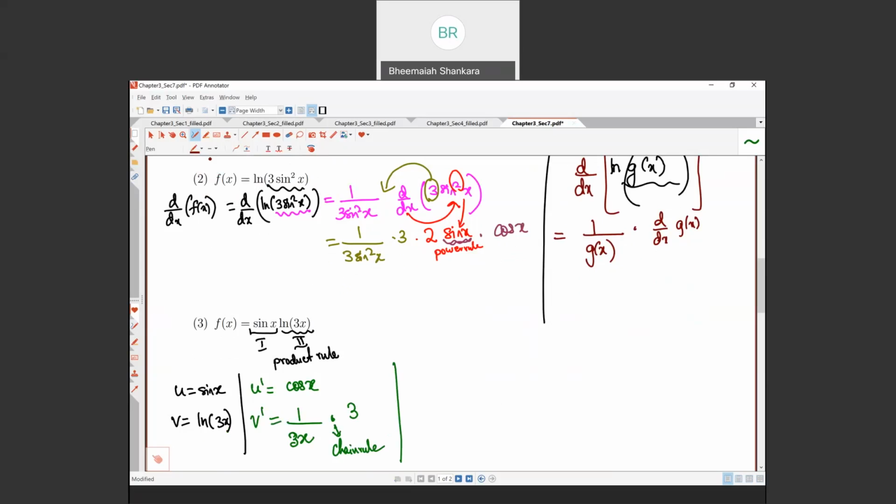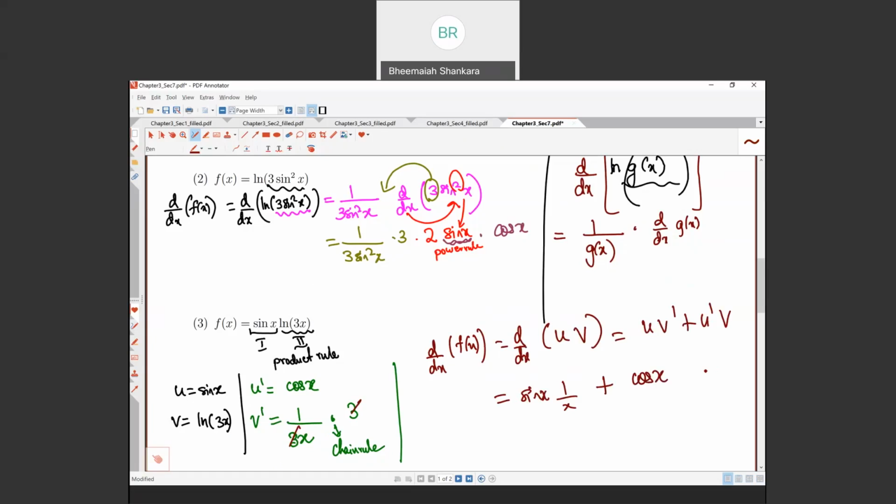Now you're good to plug back into the formula, which is the derivative of f of x, which is the derivative of u times v. We did rename the function as u and v. The formula says it's u v prime plus u prime v. So plug in back, u is sin x, v prime is 1 over x because you can cancel this 3 and 3, plus u prime is cosine x, and v is natural log of 3x.